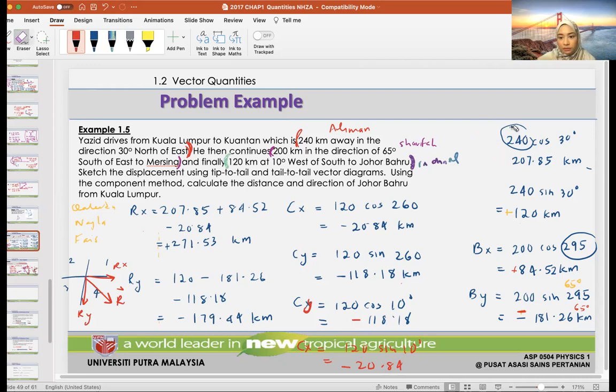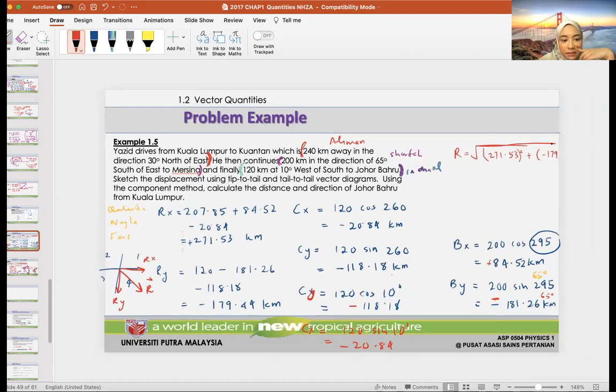What's the answer for R? R is the square root of 271.53 squared plus negative 179.44 squared. And the answer is 325.46 kilometers. Okay, kilometers, correct.